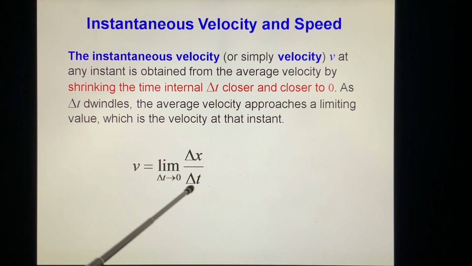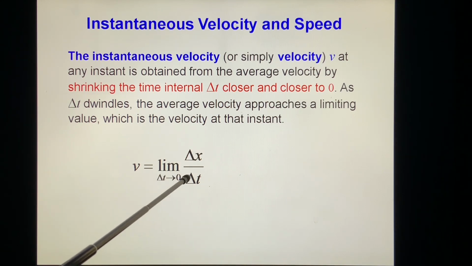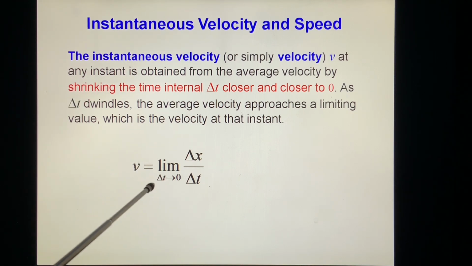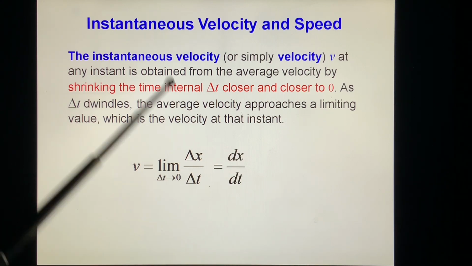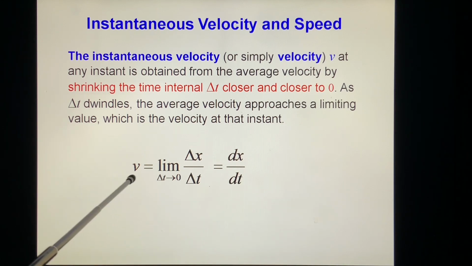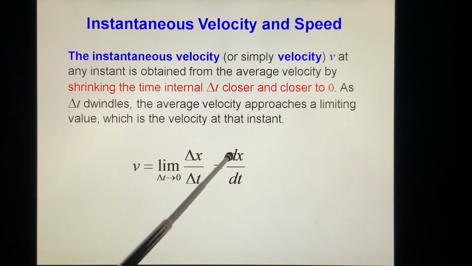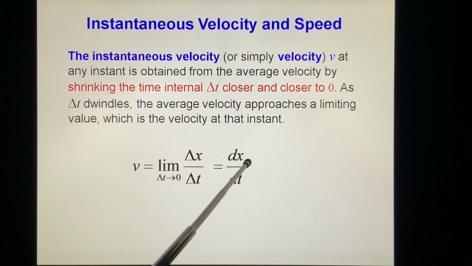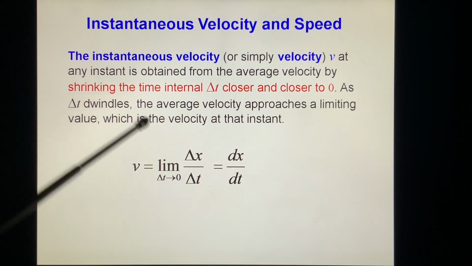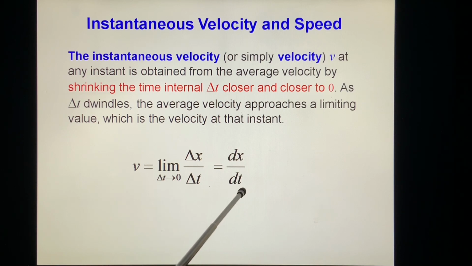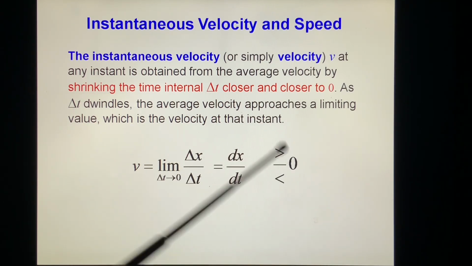This is average velocity. When delta t approaches 0, we get instantaneous velocity. This looks familiar. From calculus, this is the definition, dx/dt. So velocity is the derivative of displacement, or the derivative of position with respect to time t. It can be larger than 0, equal to 0, or smaller than 0, depending on the situation.